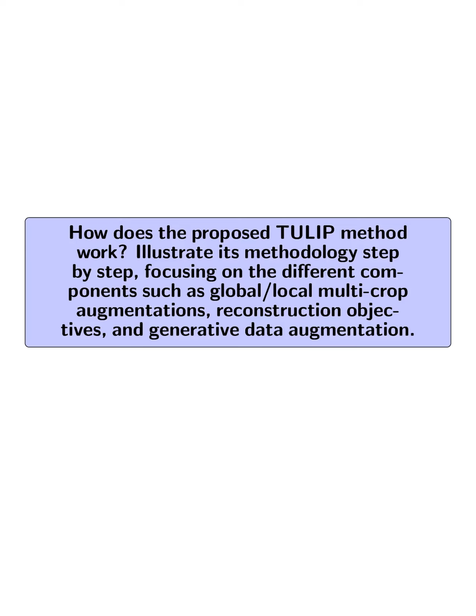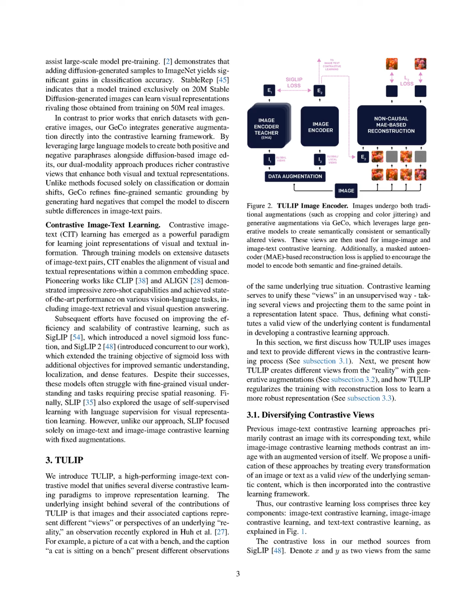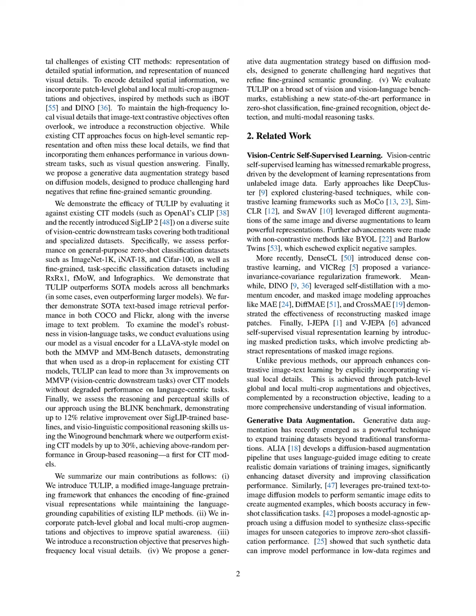How does the proposed TULIP method work? Illustrate its methodology step by step, focusing on the different components such as global, local multi-crop augmentations, reconstruction objectives, and generative data augmentation. The proposed TULIP method enhances contrastive image text learning by integrating several innovative components. First, it employs global and local multi-crop augmentations to capture detailed spatial information, allowing the model to learn from both broad and fine-grained visual features.